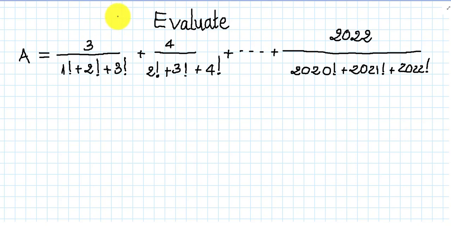Today I have one exercise on the screen. Evaluate the expression: 3 over 1 factorial plus 2 factorial plus 3 factorial, plus 4 over 2 factorial plus 3 factorial plus 4 factorial, plus and so on, until plus 2022 over 2020 factorial plus 2021 factorial plus 2022 factorial.